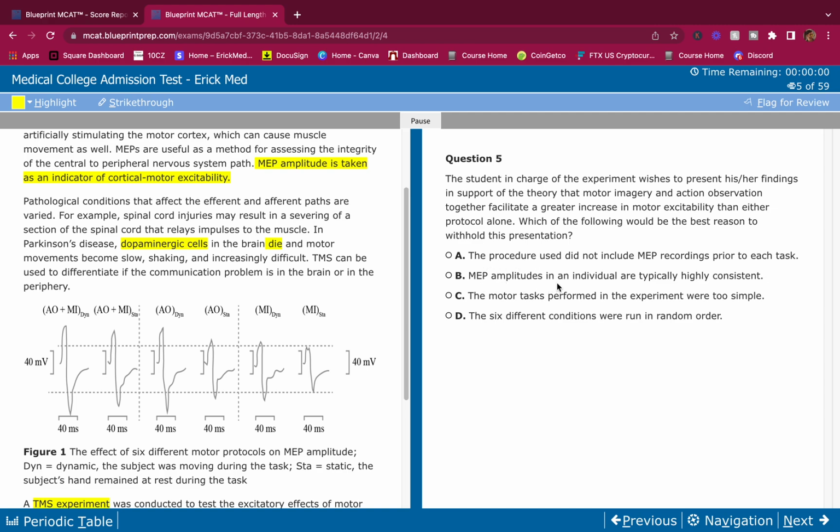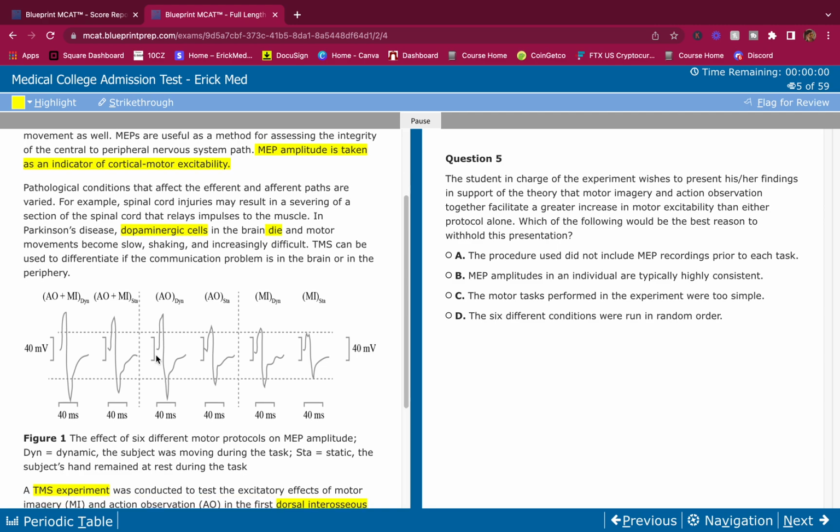B, MEP amplitude in an individual are typically highly consistent. This is wrong here. This is wrong because this is the MEP results, and I do not think these are rather consistent. Look, if we have static, we have different, this is high, this is low. I don't think these are consistent at all. So I don't like B.